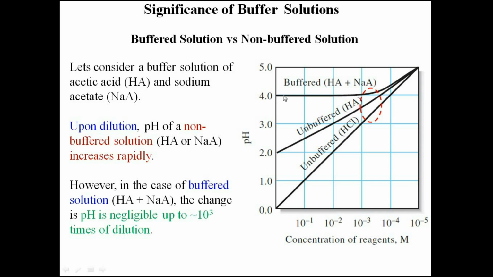In this case, your buffer solution can resist the pH change up to 10^3 times of dilution. But in the case of the unbuffered solution, the dilution will subsequently increase the pH. And in the case of HCl, even the concentrated HCl, it will lose its pH during the dilution. And this is the effect or significance of the buffer solution when we talk about real-time use.